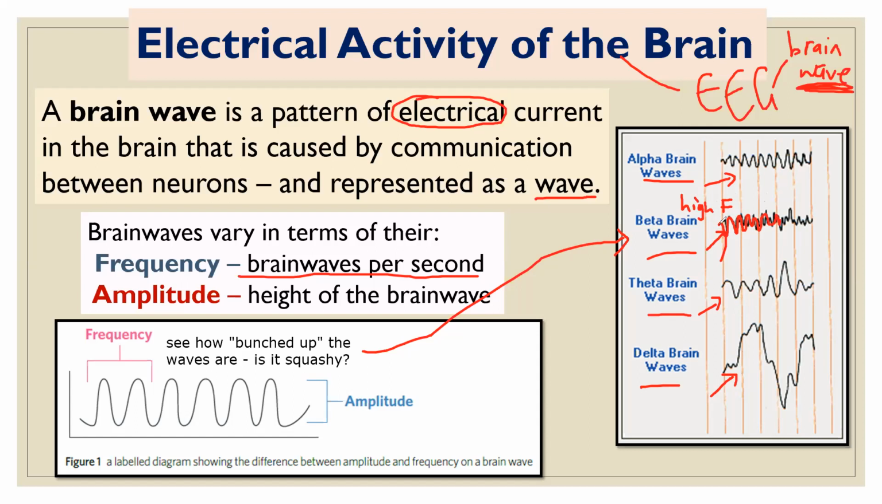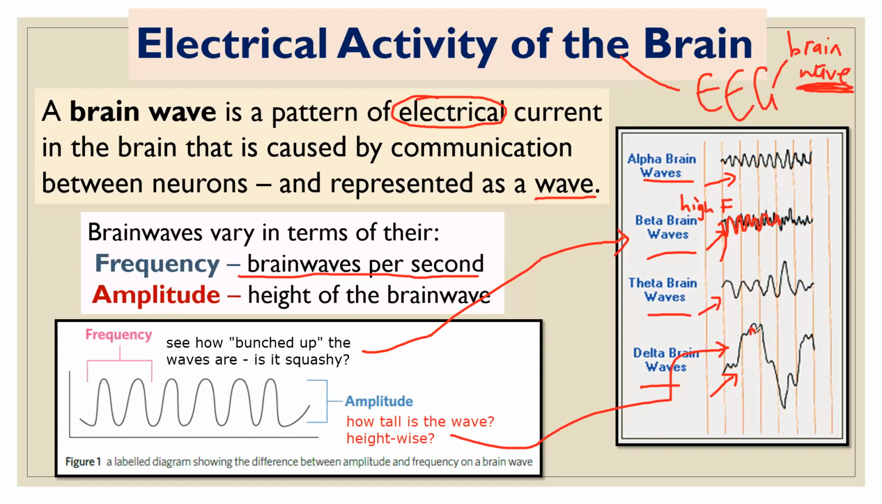That's what frequency is. On the other hand, amplitude simply talks about how tall the wave is, height-wise. So obviously when we look at these waves here, these are a lot taller in terms of the height.